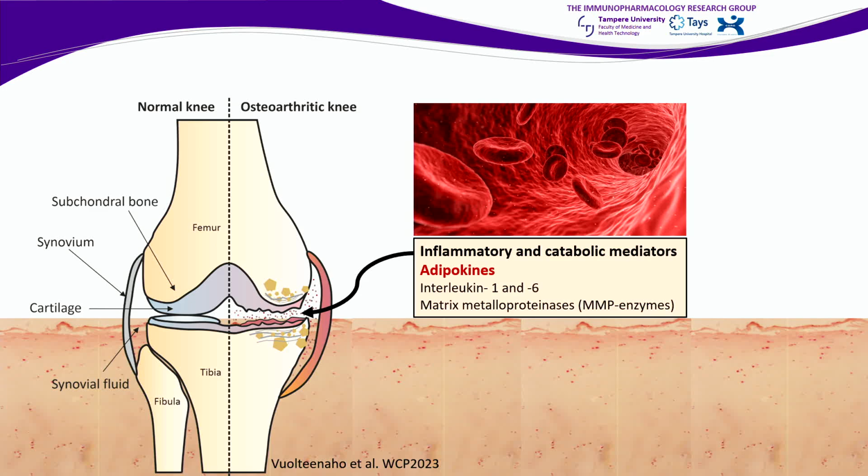And in addition to that, different joint structures have also been shown to produce adipokines, and also the fat pads that are in the near vicinity of the joint structures, like infrapatellar fat pads. And so they are really in close vicinity of cartilage, which is the main focus of osteoarthritis pathogenesis.